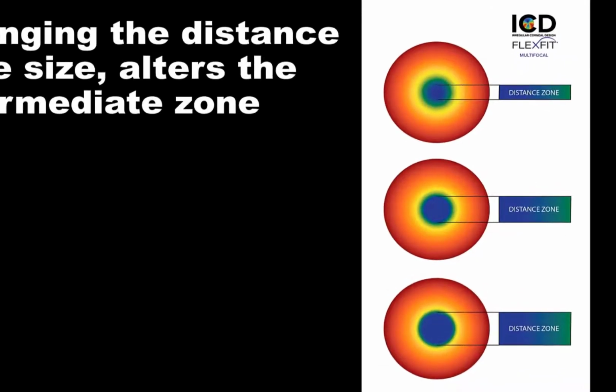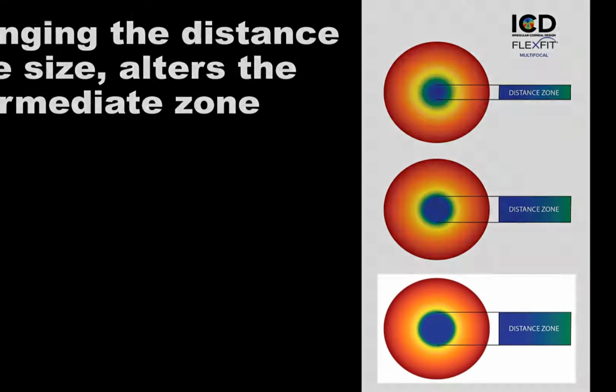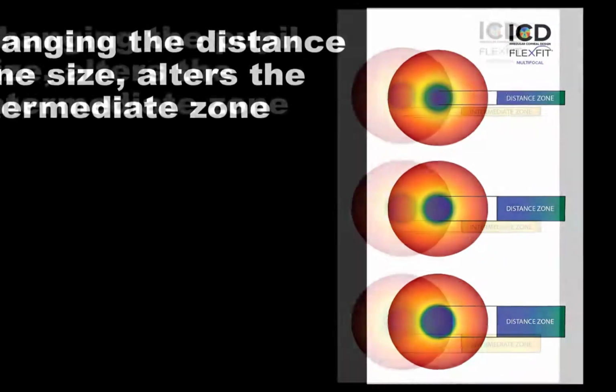When you alter the distance zone diameter, that's going to affect the intermediate zone width. If we make 3 different lenses with the same pupil size, but 3 different distance zone widths, you can see how that yellow intermediate zone gets wider and wider as you go to a smaller and smaller distance zone diameter. Conversely, as we go to a larger distance zone diameter, that intermediate zone gets a little more narrow.